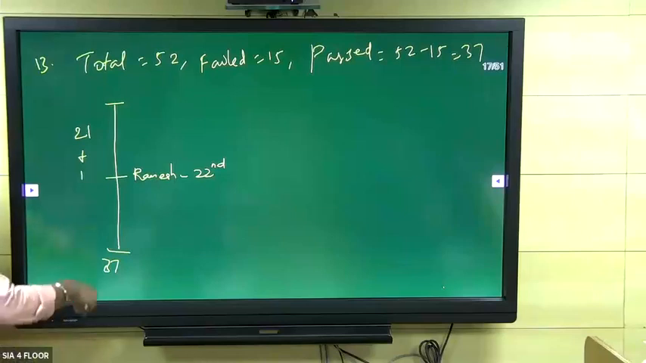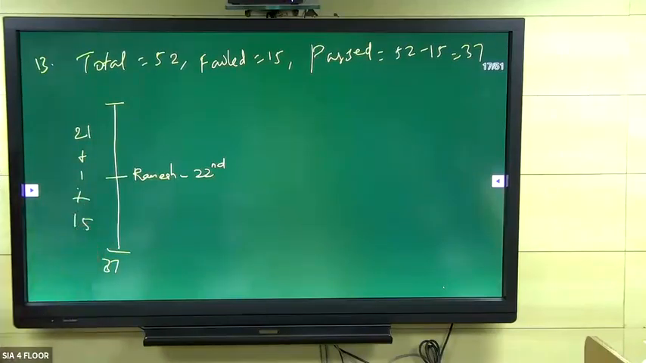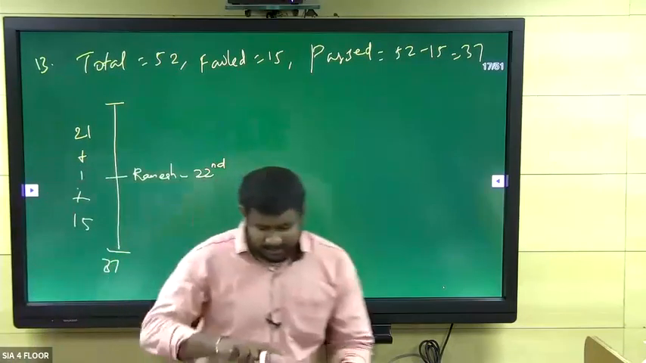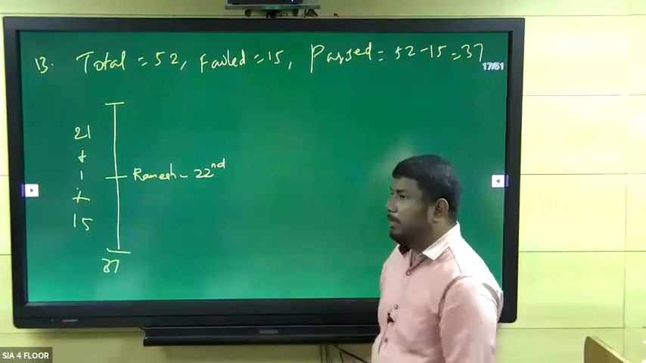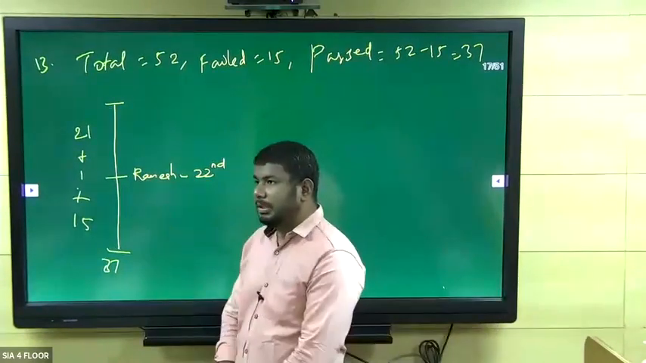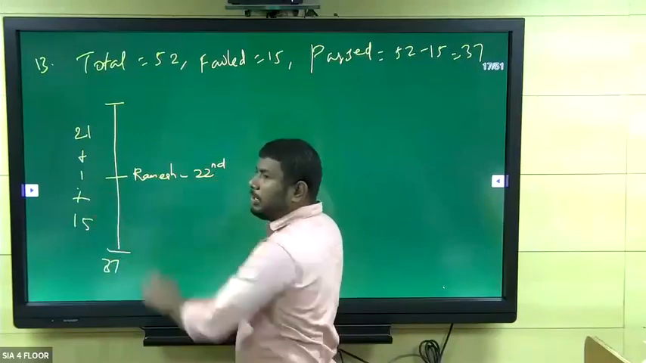Persons below, we need to know how many persons are below Ramesh. 21 plus 1 is 22, plus 15, because totally 37 persons are there. We know Ramesh is in 22nd position. So how many persons below Ramesh? 15 persons, right? So what is our question? What is his position from the bottom? They are asking for his position from the bottom. So from the bottom, 15 plus 1, 16.